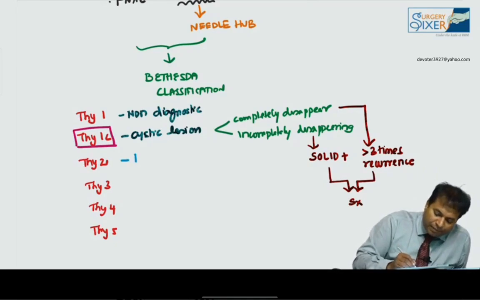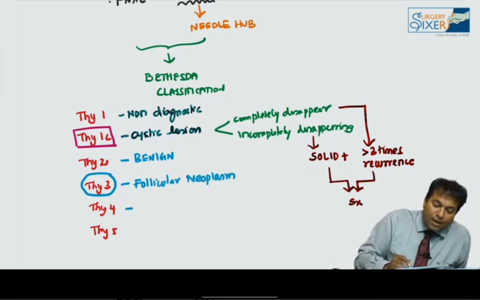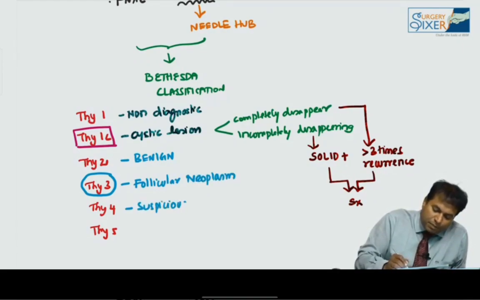Thy2 is a benign lesion. I hope this will be asked as an exam question. Thy3 is follicular neoplasm. Please don't forget, Thy3 is follicular neoplasm. Thy4 is probably malignant, suspicious of malignancy. Suspicious of malignancy is Thy4. Thy5 is definite malignancy.